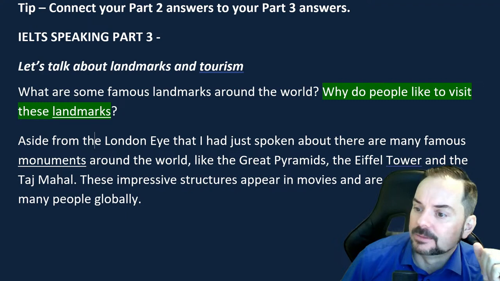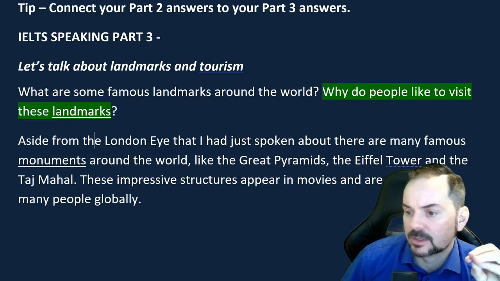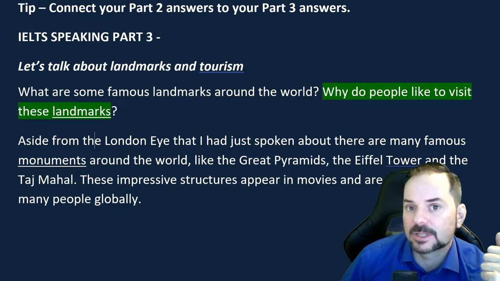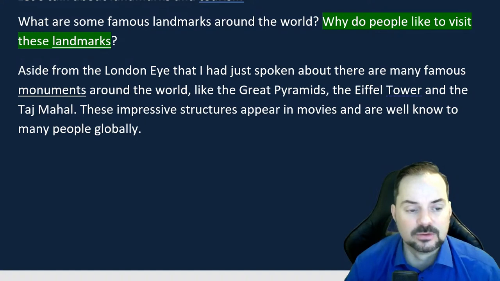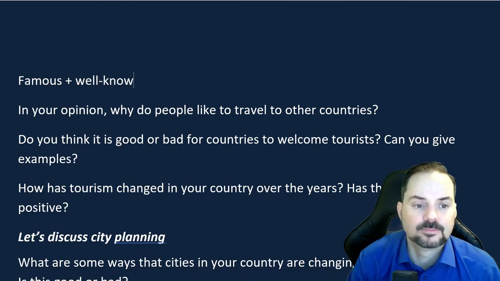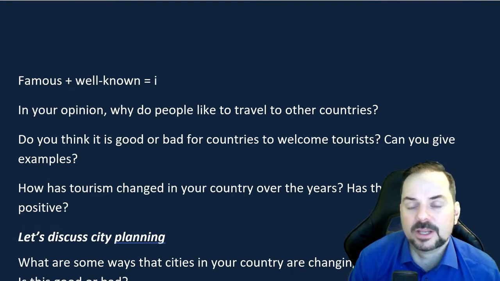All right. Yeah, structures, famous structures, Mukran. So structures, it's a little bit more general than a landmark, Mukran. But if you say famous structures, some famous structures around the world, then, or even better than famous, when you have famous and well-known together, what's a good word for that, students? Famous and well-known. I'll give you a hint. It starts with an I. So famous plus well-known. Popular is good, but even better, an even better adjective here starts with an IC.